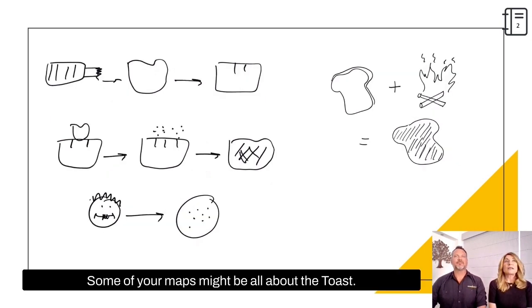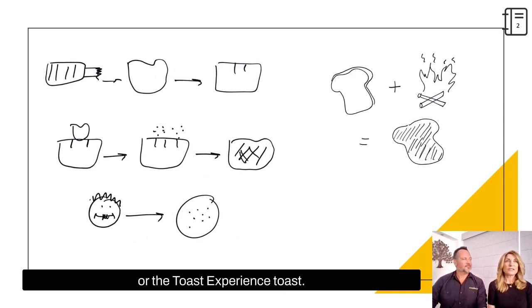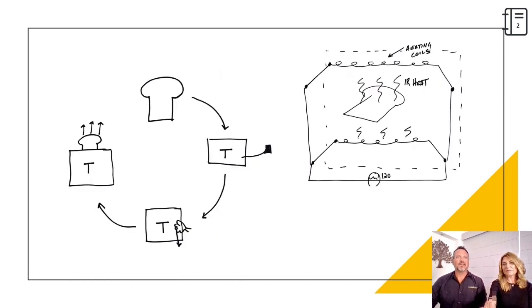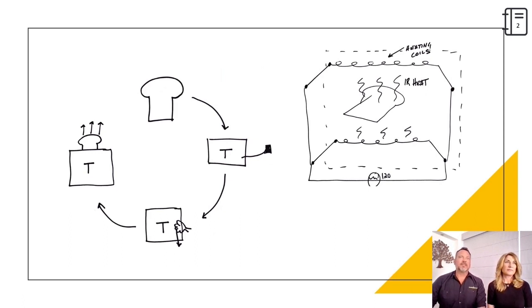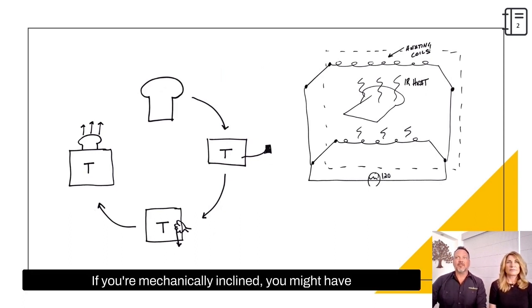Some of your maps might be all about the toast. It's like the toast journey or the toast experience. My favorite is the cartoon guy with the jelly on his face over there. And maybe some of you drew your maps from the perspective of the toaster. If you're mechanically inclined, you might have drawn the mechanics of the actual toaster.